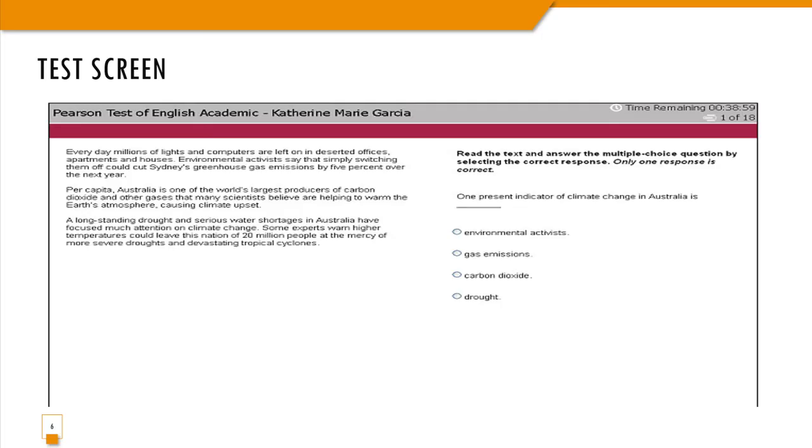This is actually the test screen that you see during the examination. You will be given a paragraph. There will be 2 or 3 paragraphs actually. The text will contain, and then you will have a question, a question statement. Here the question is, one present indicator of climate change in Australia is, and there will be certain options for it, and you have to choose the correct option.